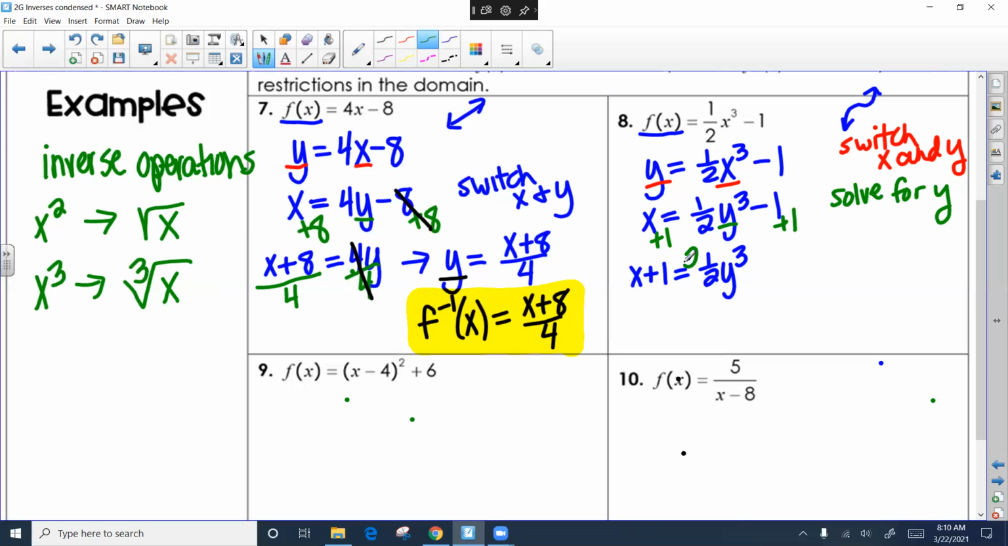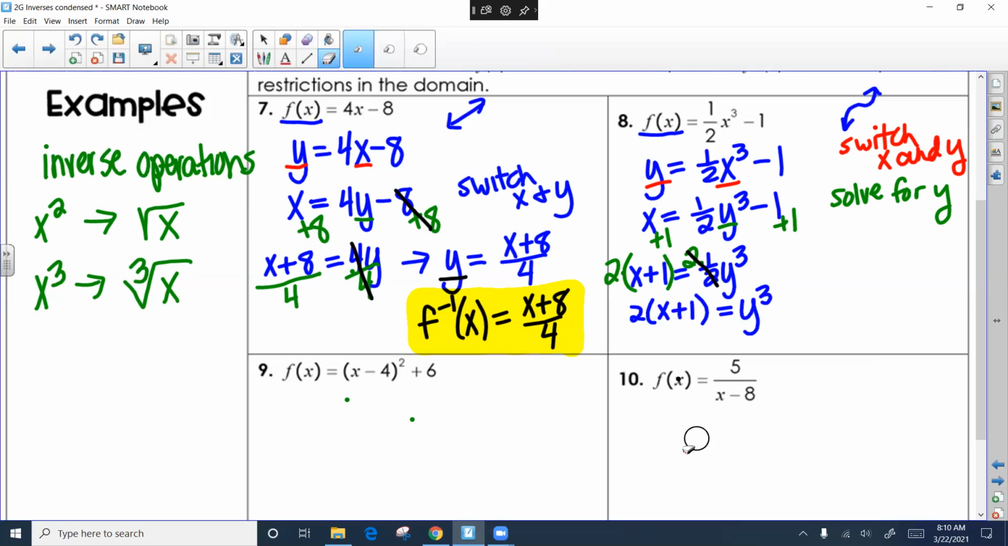But if I multiply this side by 2, I have to multiply this side by 2. So I'm multiplying both sides by 2, because here 2 times a half would just be a 1. So I get rid of the fraction there. On this side, you can distribute the 2, but for now, I'm just going to leave it in parentheses so we can see how it compares to our original function when we're done. Okay, so now we multiply by 2 to get rid of the fraction. So we have 2 times (x plus 1) equals y cubed.